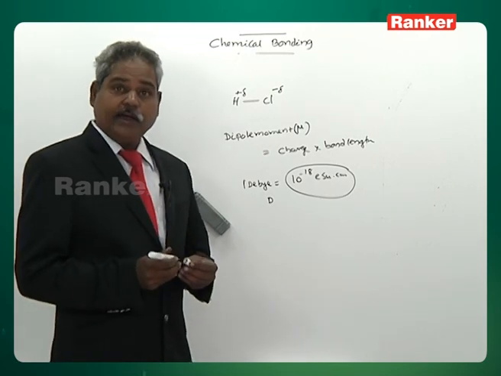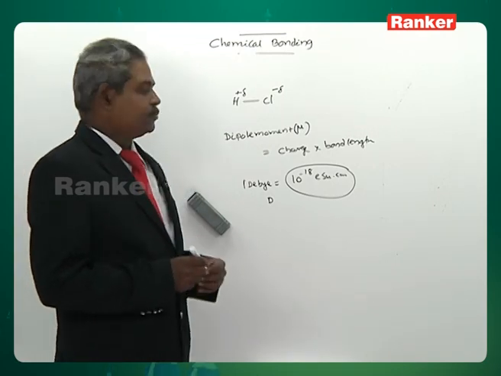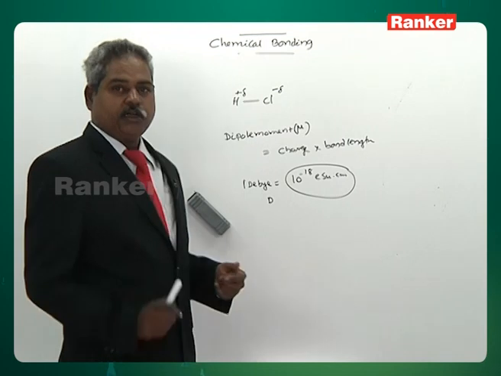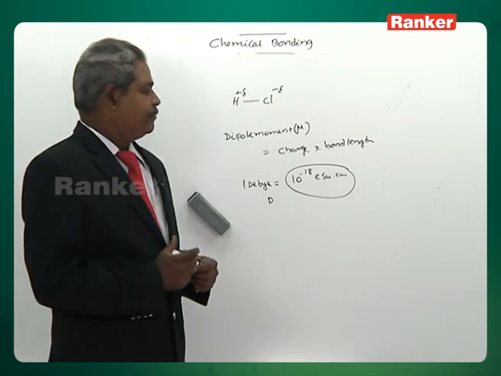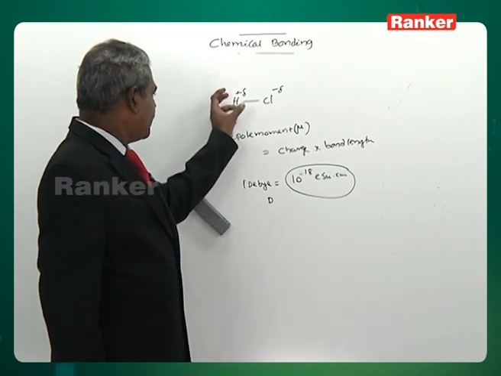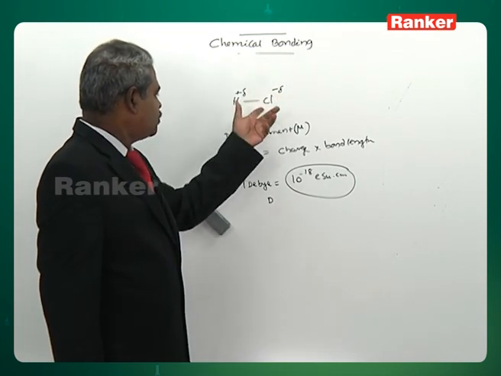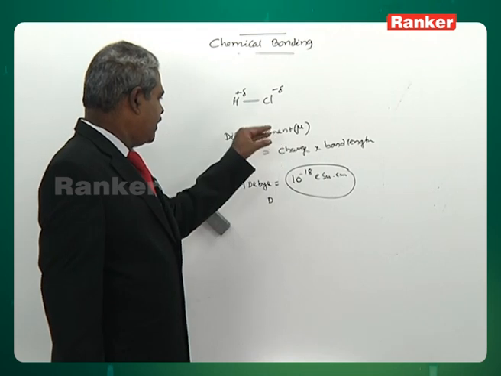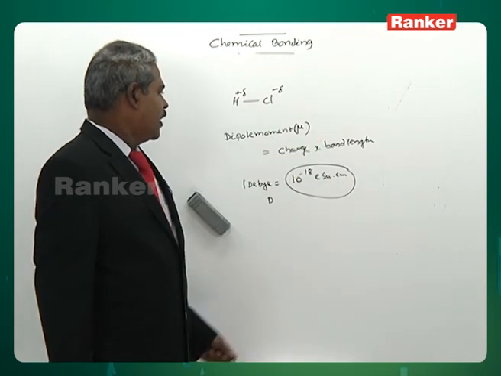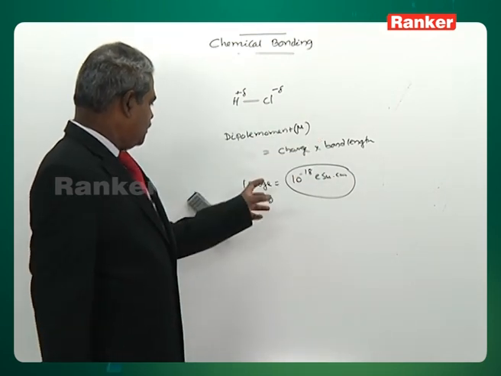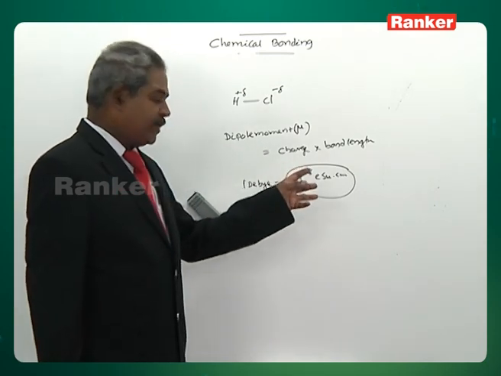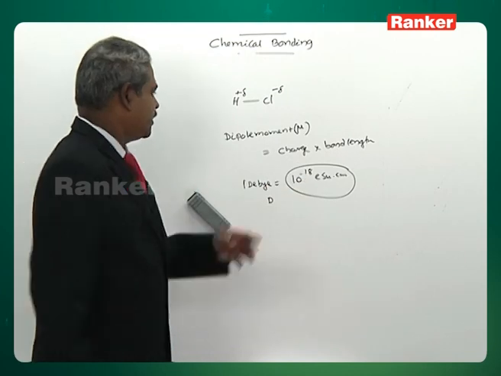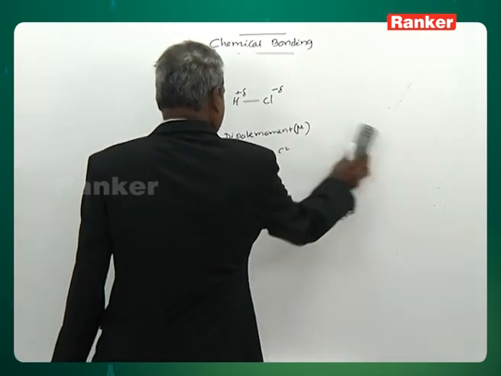Charge acquired by any one of the atoms, be it positive charge or negative charge. I am not interested in the sign, I am only interested in the magnitude. So you just consider the magnitude of positive charge, negative charge, which are equal, the charge acquired by any one of them, and the bond length. And it is measured in Debye, 1 Debye is equal to 10 power minus 18 electrostatic unit centimeters. So that's it.